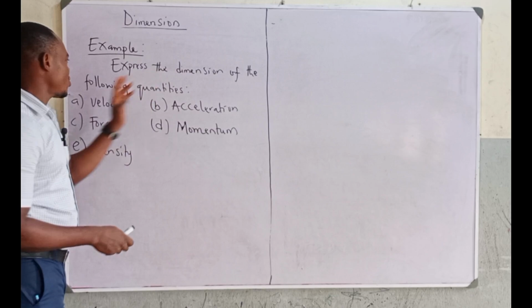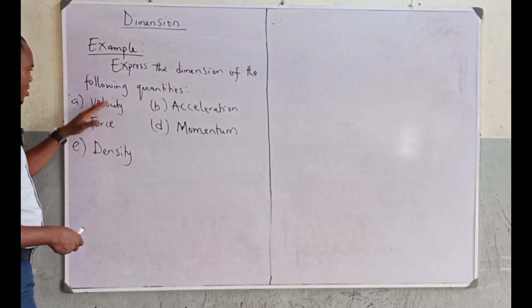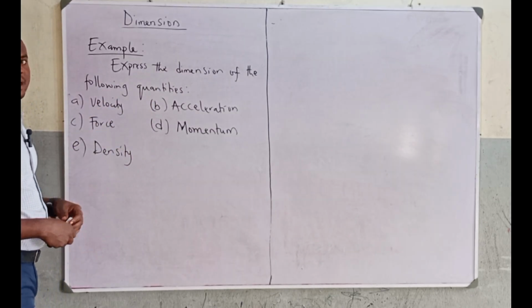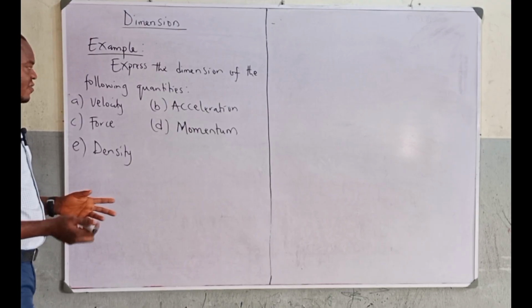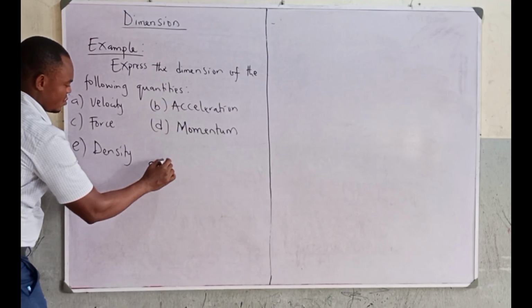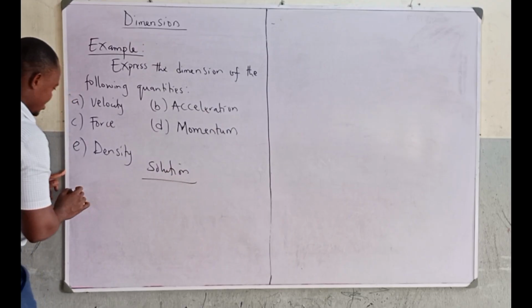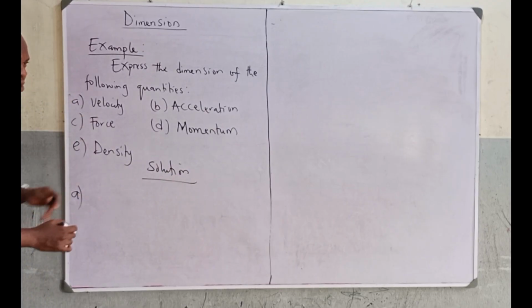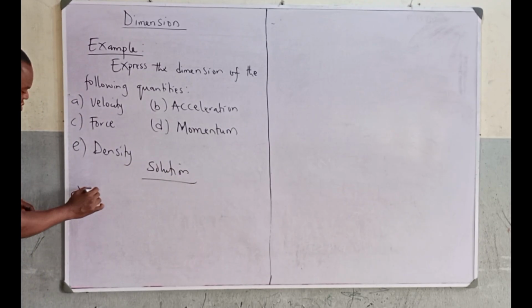Express the dimension of the following quantities. These quantities will now express their dimension. It's very easy. Now we take a velocity. What is the dimension of velocity?